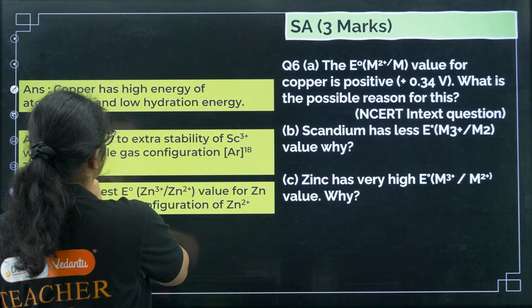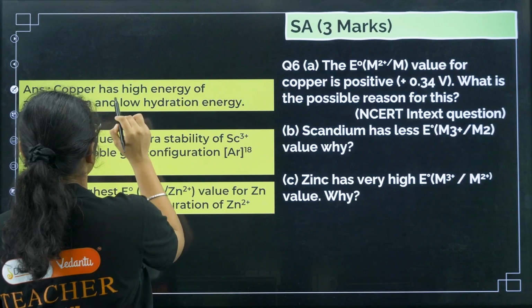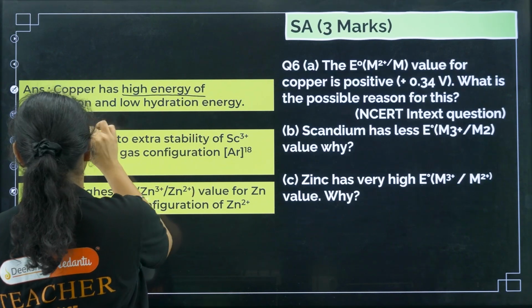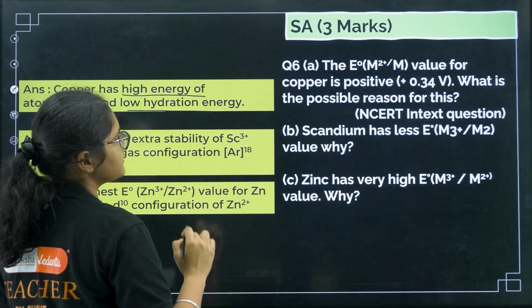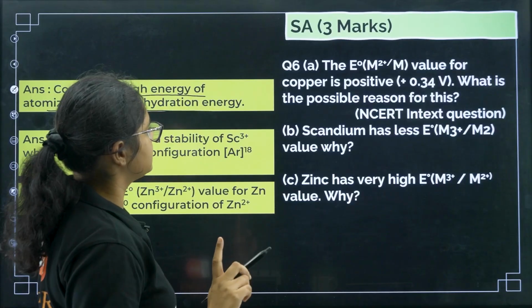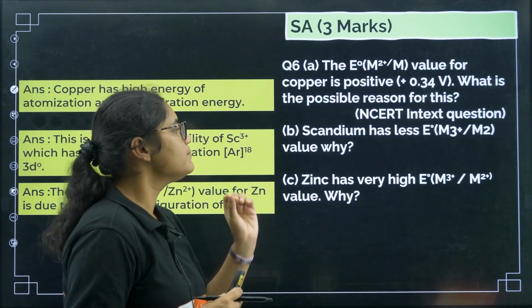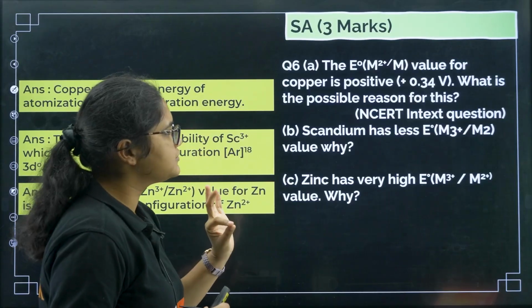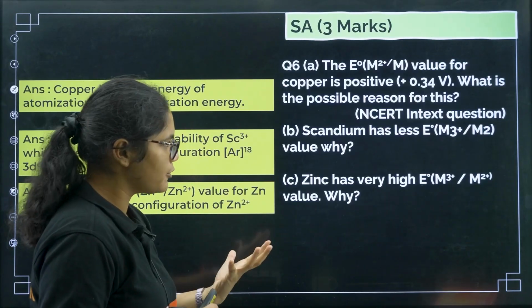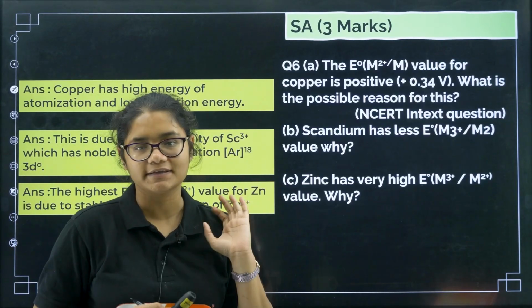Okay, the copper has high energy of atomization and low hydration enthalpy. Let me check this question once again. So let us see the next question here. The E0 of M2+/M value for copper is positive. What is the possible reason for this?